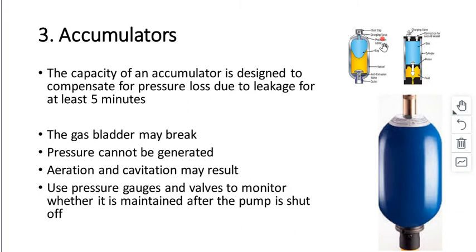Anyway, what can happen with an accumulator? So the bladder can burst. It's just like a mechanical device. It gets squeezed and unsqueezed, and eventually it'll go down. And once the bladder breaks, pressure cannot be generated. We may have aeration and cavitation as a result. Bear in mind, there's nitrogen in there most likely. And one way to see what's going on is maybe just to have a pressure gauge to see what the pressure buildup is, does it maintain the pressure, how does it all work. It's one way to do this.